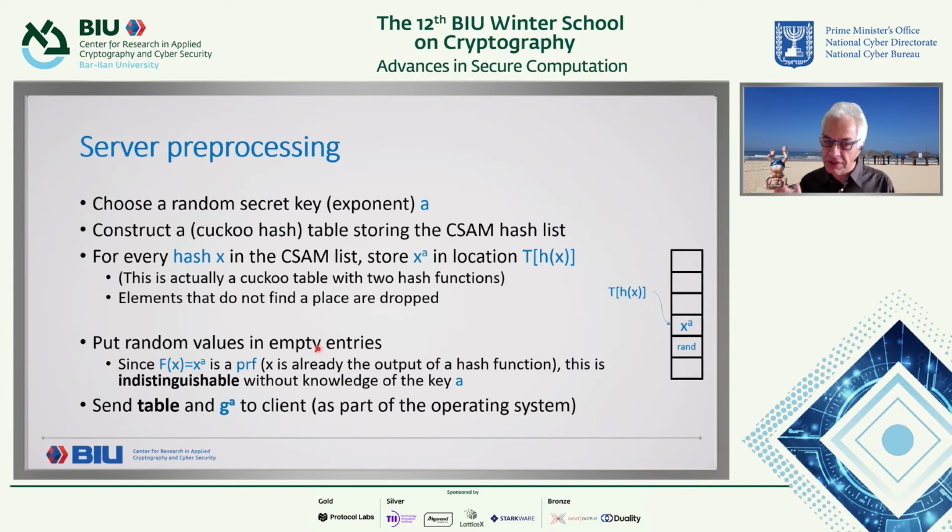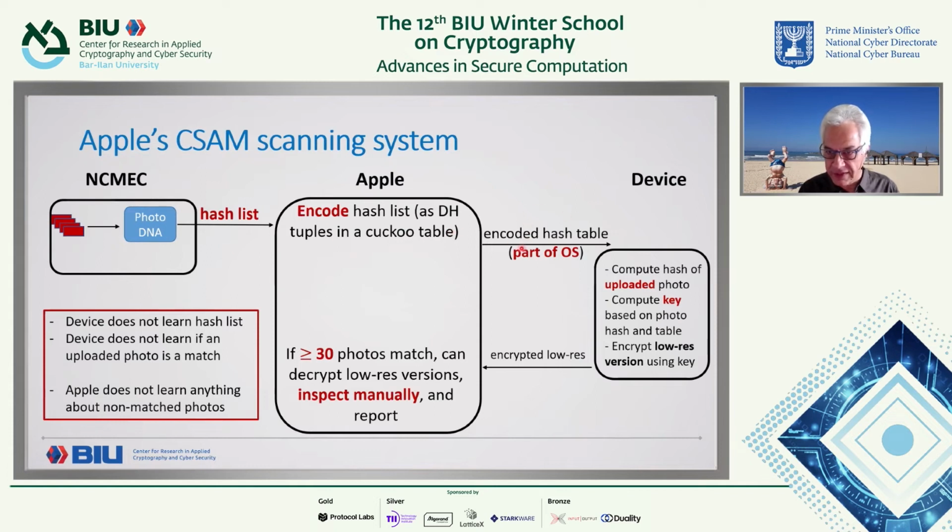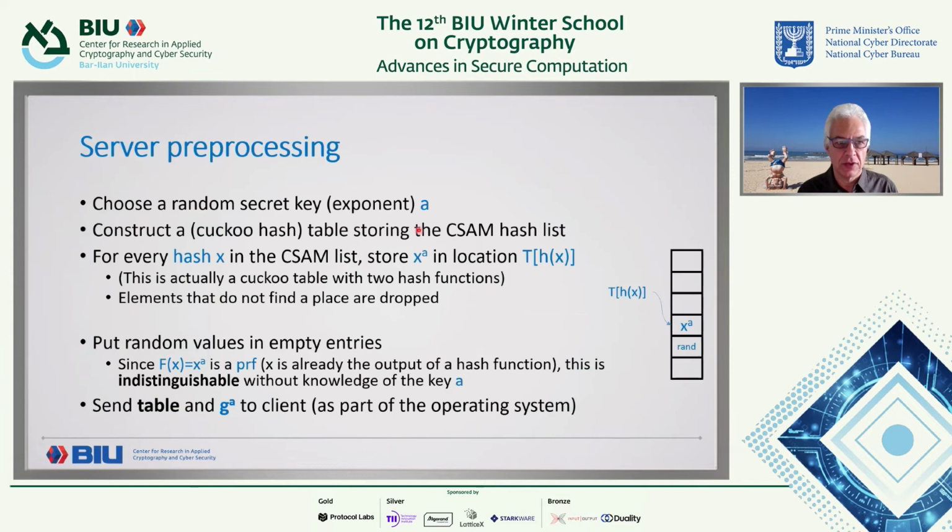Here we get to the PSI part, which is also based on Diffie-Hellman. Also, everything is in elliptic curve groups, but I use exponentiations. So the server, when it prepares this hash table that will be sent to all users, picks a random secret key, exponent A, which will be global for the entire world. And then they construct a cuckoo hash table, but you don't have to know what cuckoo hashing is, storing the hash list. So for every photo hash X that they received from NCMEC, mapped to the group, they store the value X to the A in the table in location H(X).